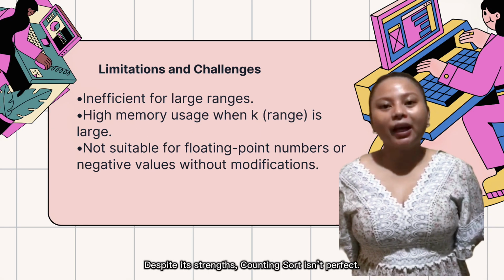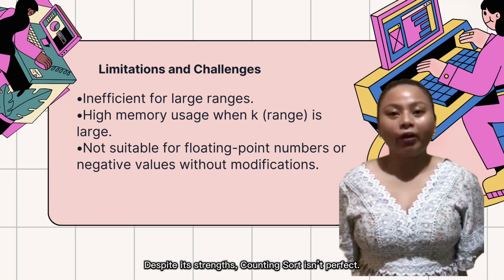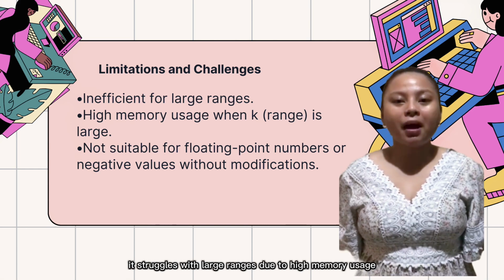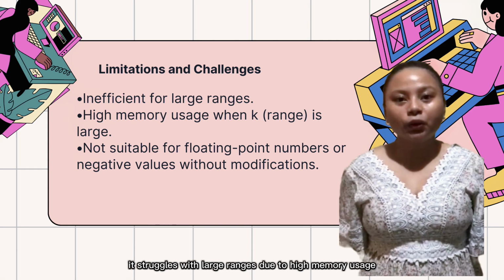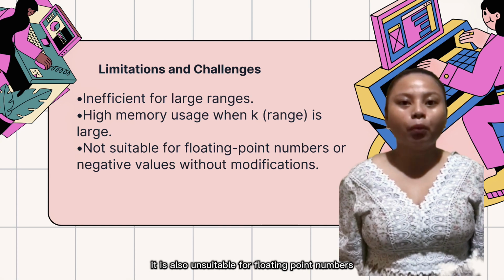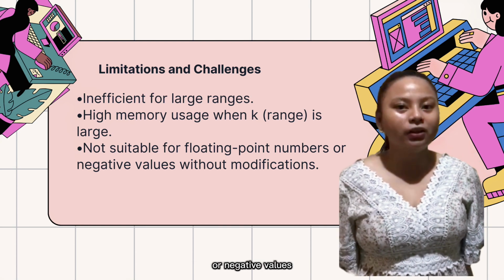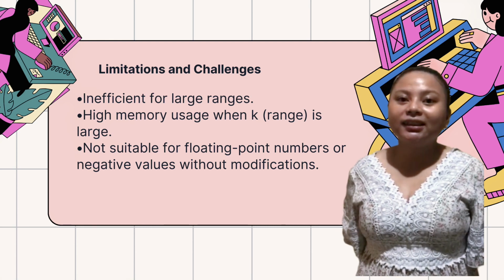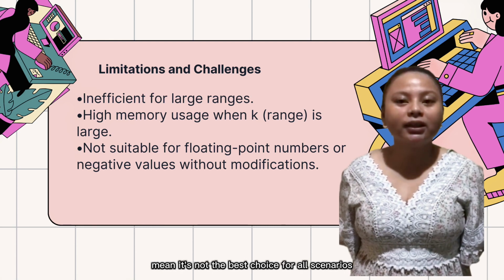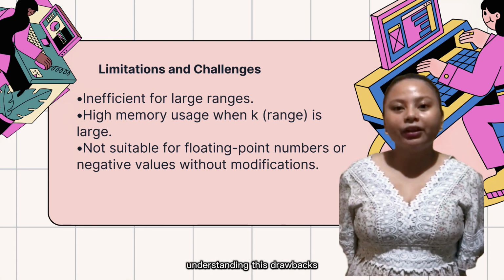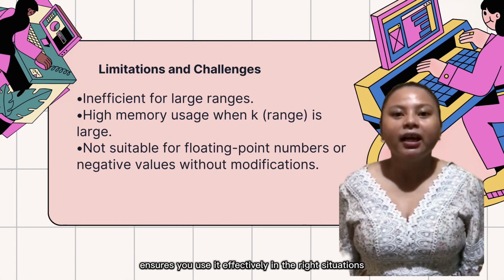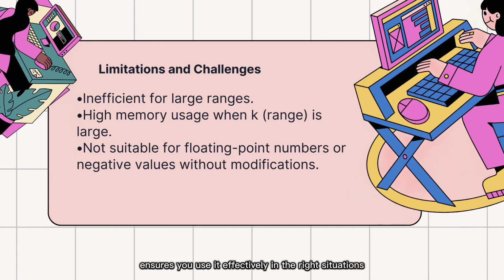Despite its strengths, counting sort isn't perfect. It struggles with large ranges due to high memory usage. It is also unsuitable for floating point numbers or negative values unless modified. These challenges mean it's not the best choice for all scenarios. Understanding these drawbacks ensures you use it effectively in the right situations.